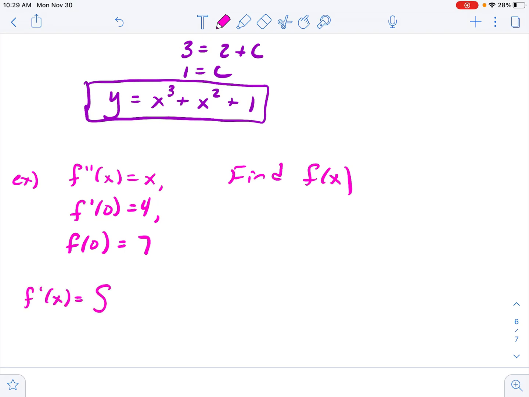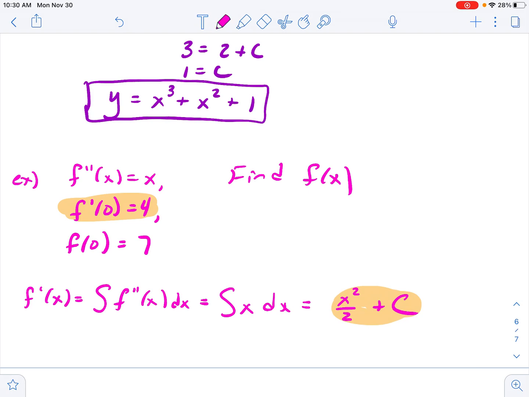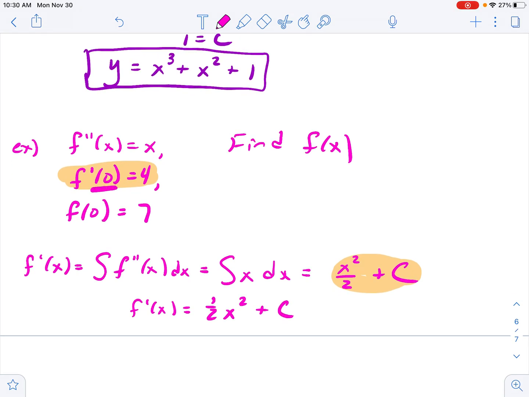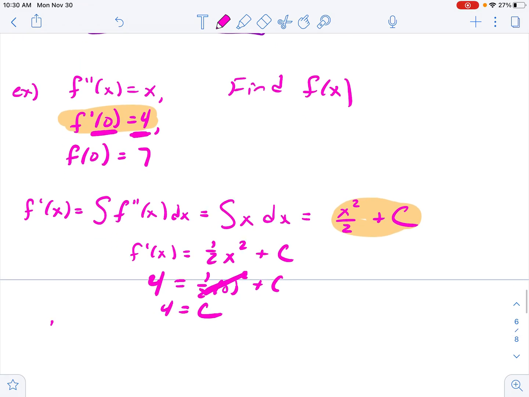So f prime of x will be the integral of f double prime of x, which is the integral of x. And if we integrate x, what do we get? x squared over 2 plus c. Now before we go any further, we want to figure out the value of c using this initial condition. I know that f prime of x is 1/2 x squared plus c, and when I plug 0 in for x, the whole thing equals 4. And so it looks like c itself is going to be 4 here. So f prime is 1/2 x squared plus 4.